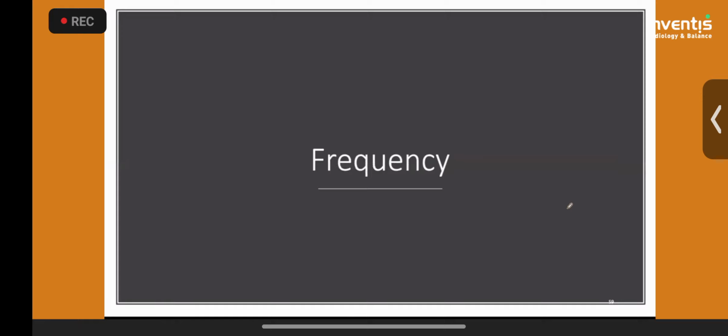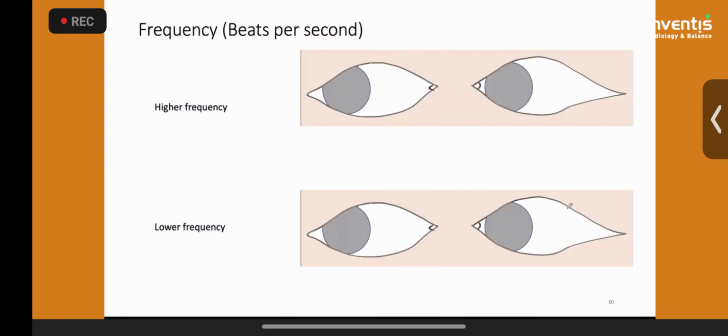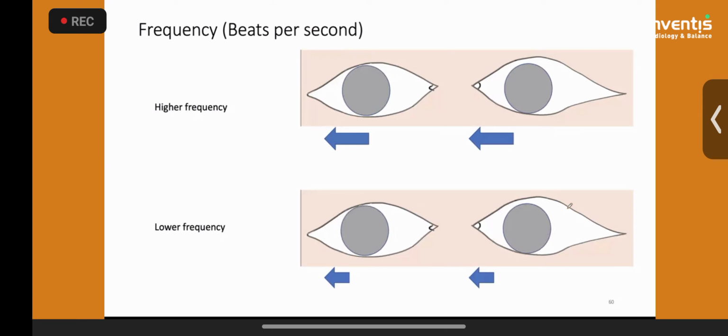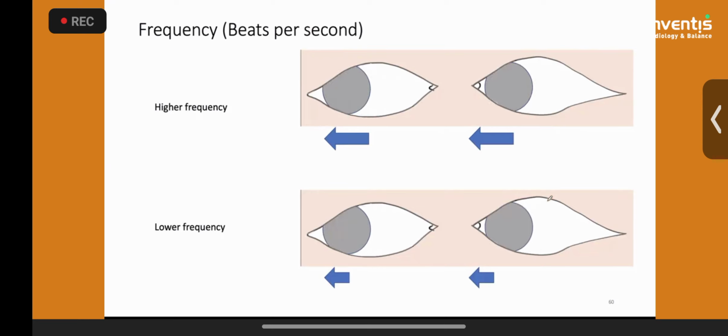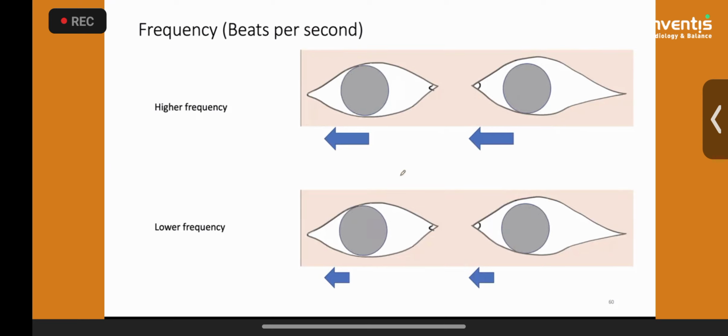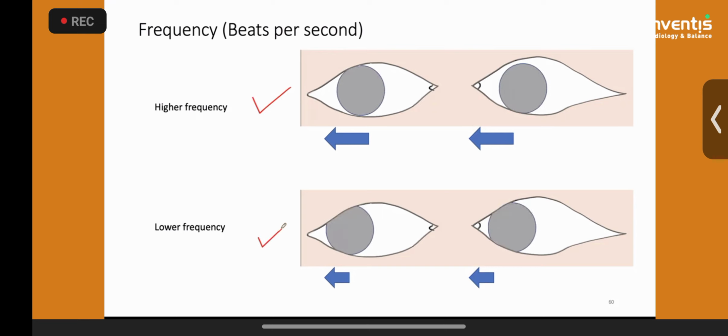Then coming to the frequency, how many beats are happening in a second? That is the frequency in hertz. So if we look at the upper panel versus the lower panel, here both the eyes are working. It is a binocular nystagmus. If you look at the frequency, it is higher in the upper panel as compared to the lower panel. So there is higher frequency in the upper versus the lower frequency in the lower panel.